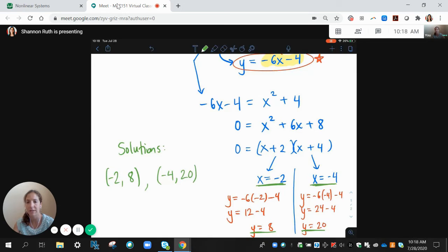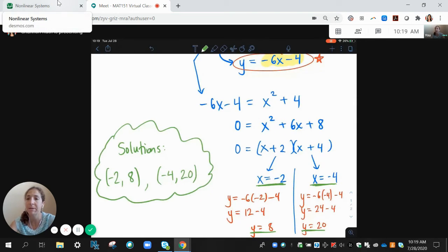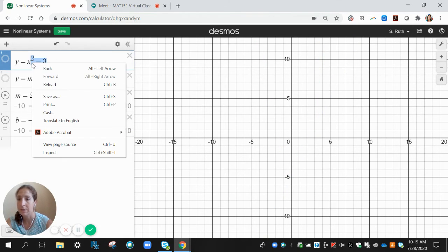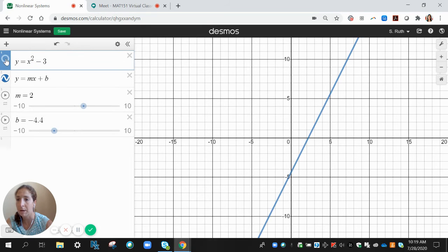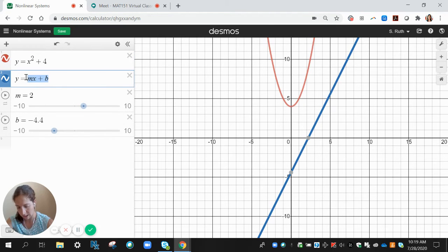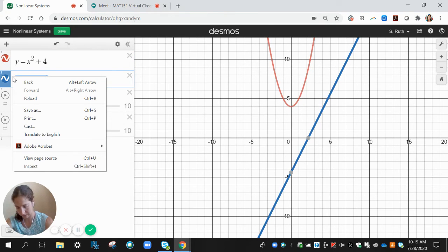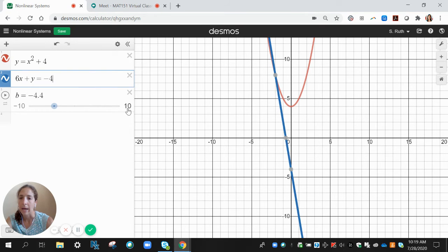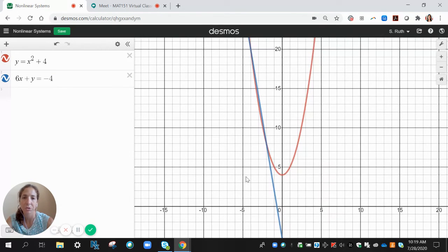So let's check that one out on Desmos. I'll just go ahead and graph that original system to make sure these two solutions that we just found algebraically seem to be valid. All right, here we go. So again, that system originally, I'll keep these and just edit them, was y equals x squared plus 4, and then let's enter the other just as we got it, which was 6x plus y equals -4.